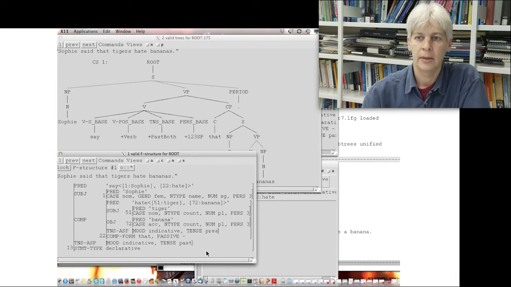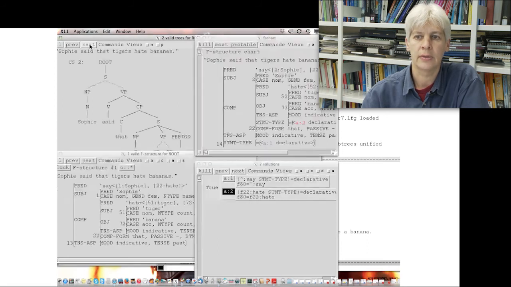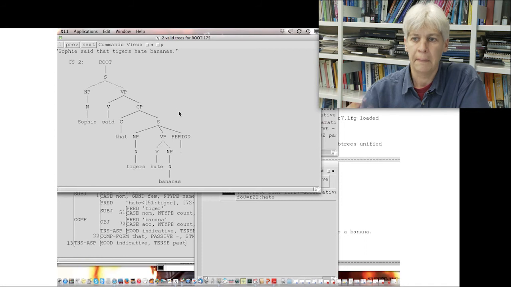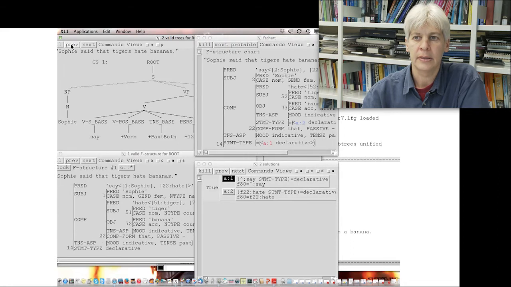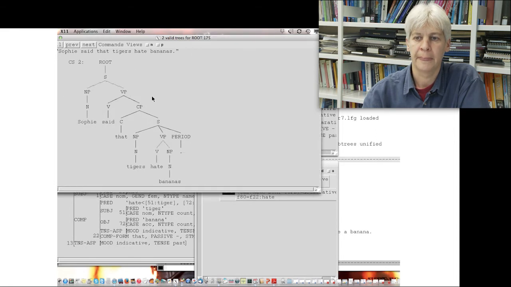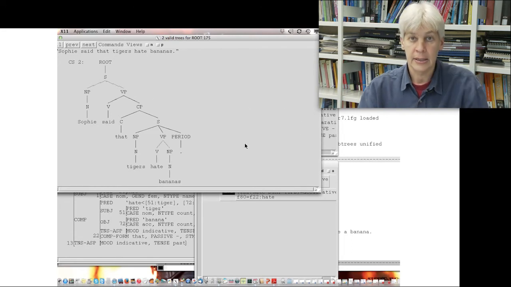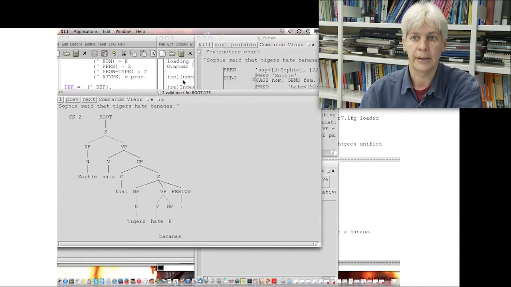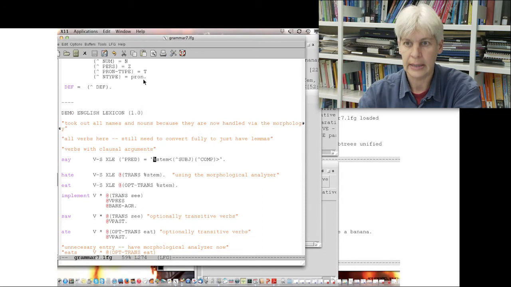Okay. The only problem I see is that I actually have 2 trees for this. So there's another tree. What's the problem here? It's this one, the period is up here, and the other one, the period is down at the bottom. So that's not really good. That seems like an unnecessary ambiguity to introduce into a grammar. So let's try to do something about that. So where is that coming from?